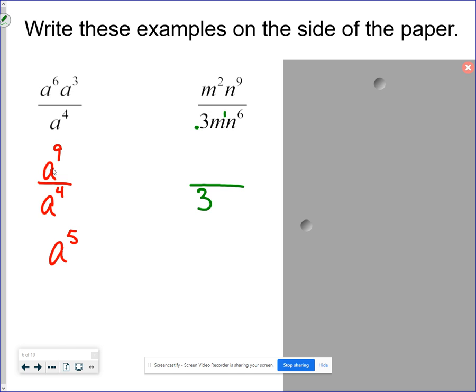And this is a subtraction, right? How many more m's are in the numerator? Well, there's 1. Do I need an exponent of 1? No, you can write it if you want to, but you don't need it. When I look at the n's, 9 minus 6 is going to give me 3 extras that are in the numerator.